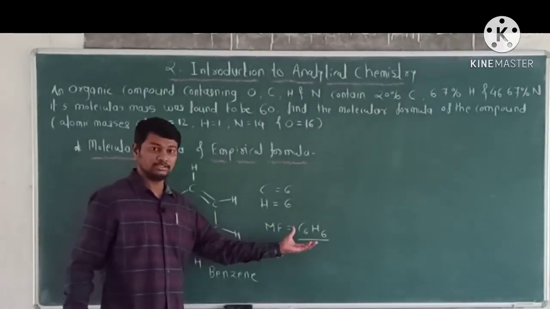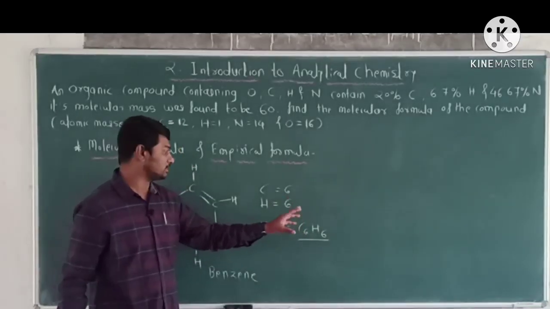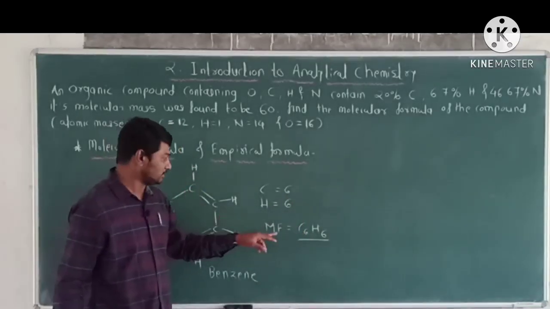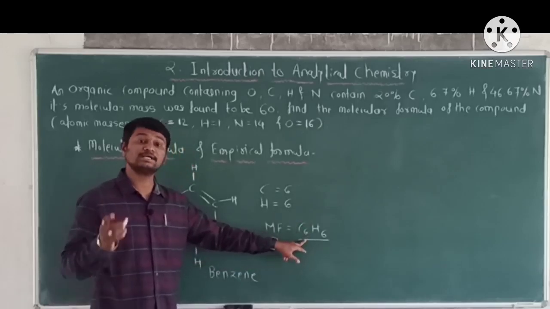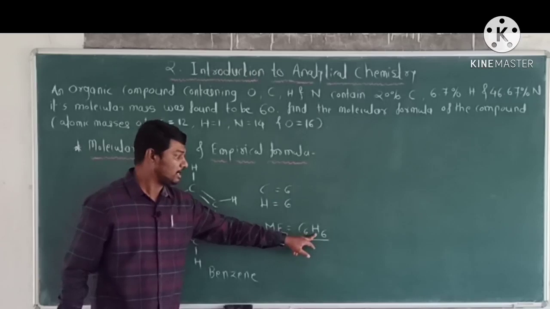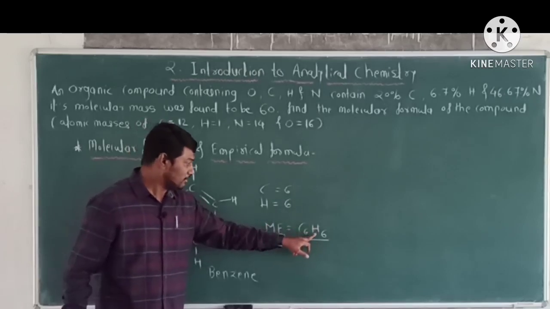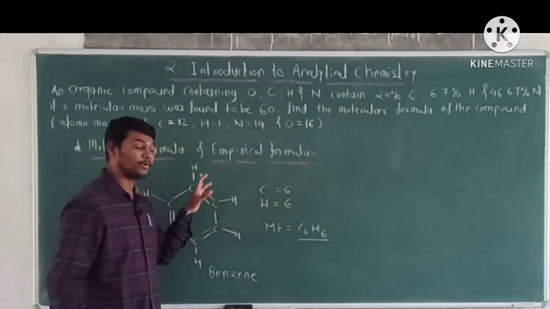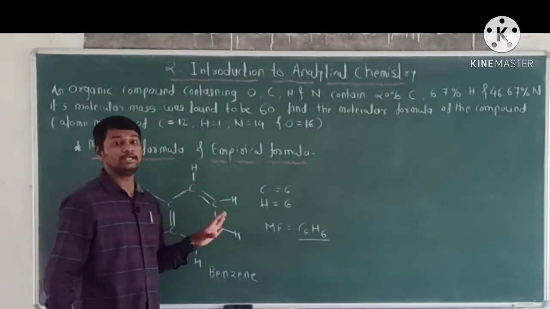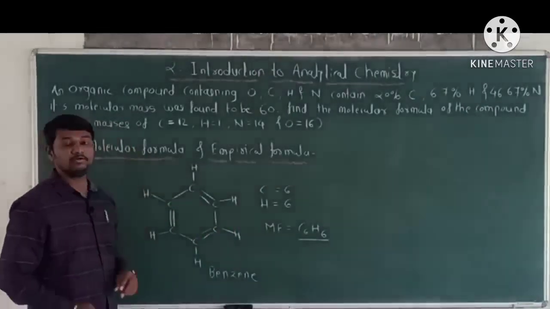This formula indicates the actual number of atoms of elements present in the molecule, that is, benzene contains 6 carbons and 6 hydrogens. This is the molecular formula of benzene, which indicates the actual number of atoms of elements present in the molecule.